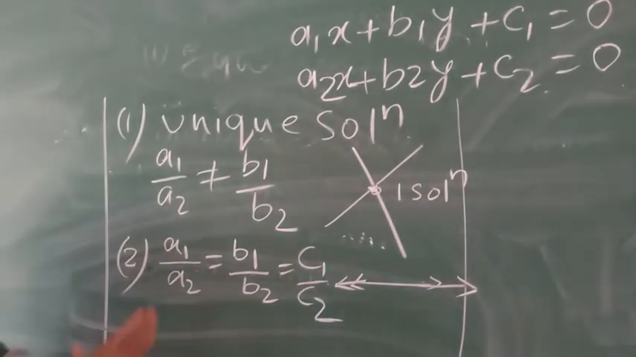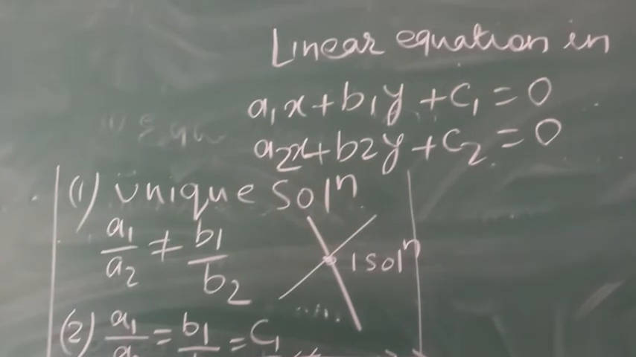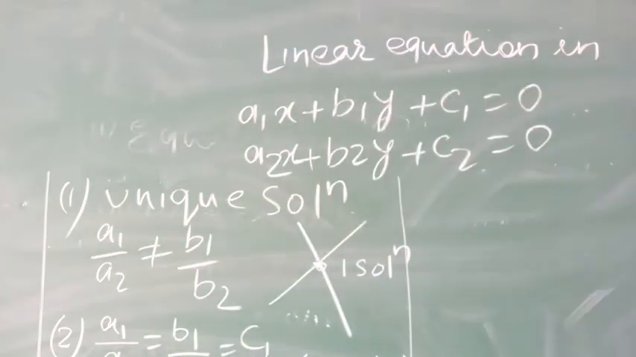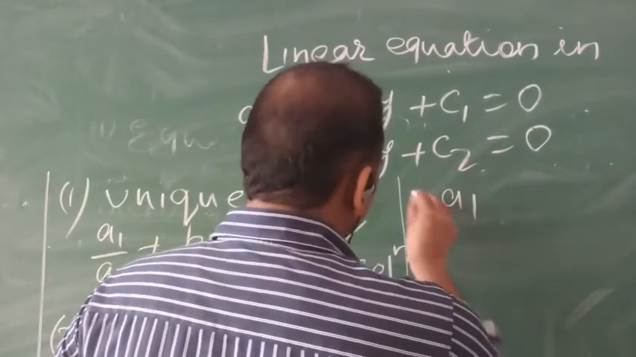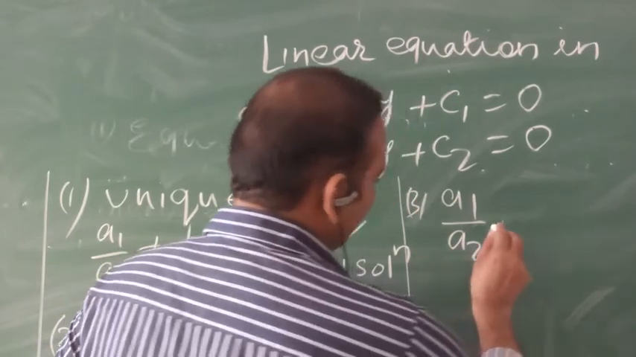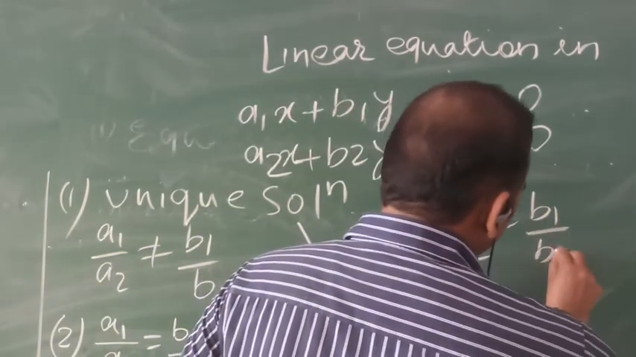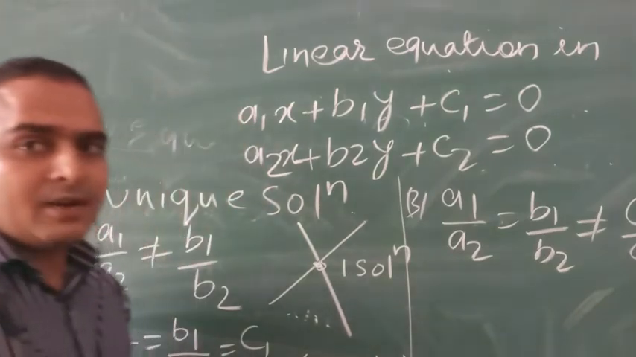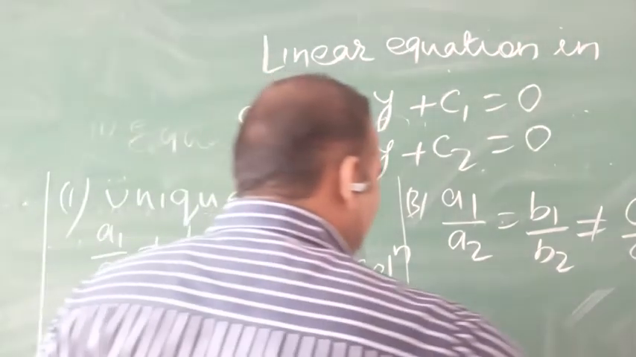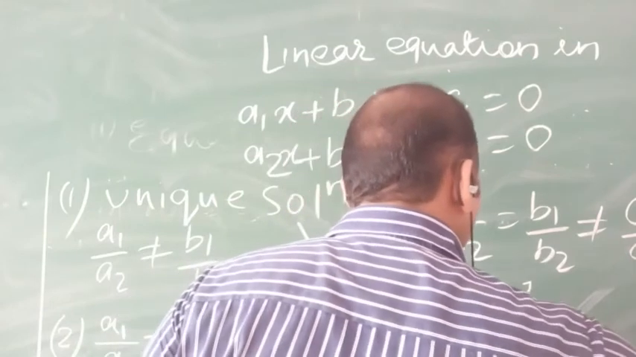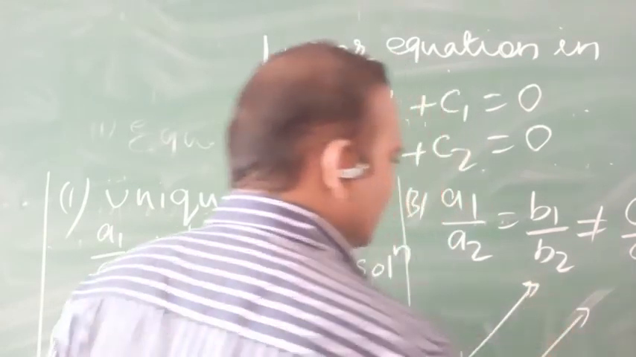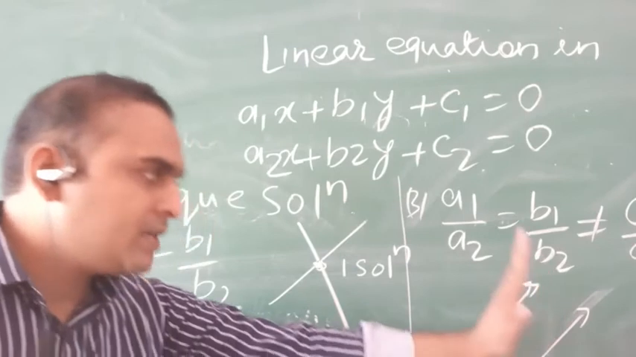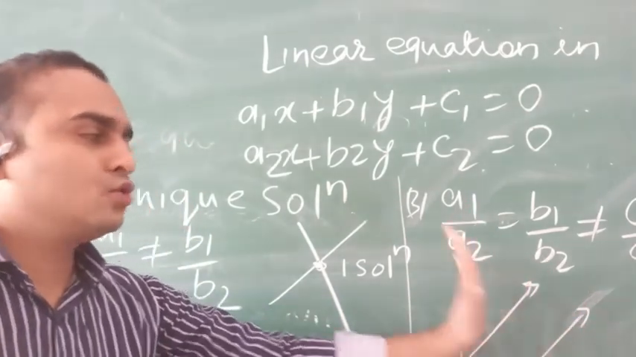Now, the other case is that if 2 equations have no solution, then a1 by a2 equal to b1 by b2 is not equal to c1 by c2. Graphically, the 2 lines are parallel, that means they do not have any common point, so they have no solution.